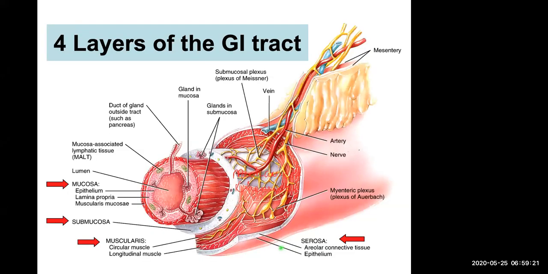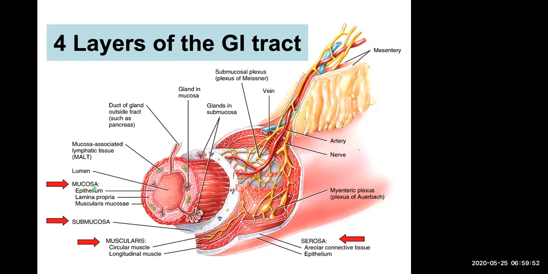If you look at any part of the GI tract, it could be the esophagus, the small intestine, the large intestine, and we do a cross-section view, we'll see that there are some basic standard layers. And so the GI tract is made up of 4 primary layers. Food travels through the lumen, and so here's the lumen.